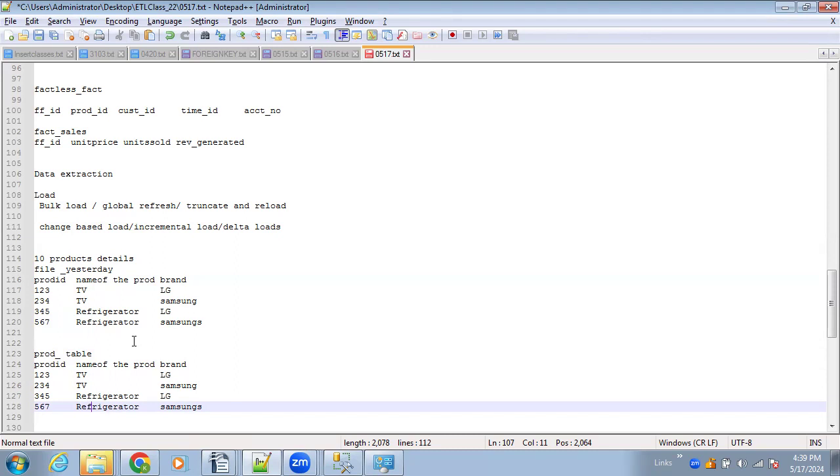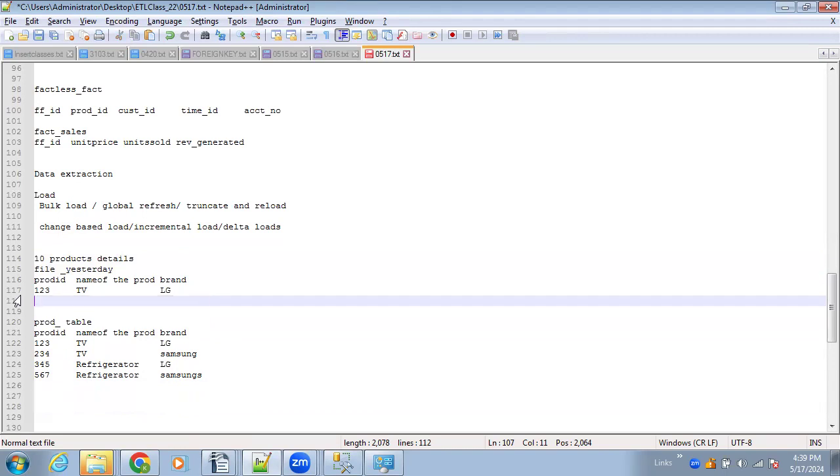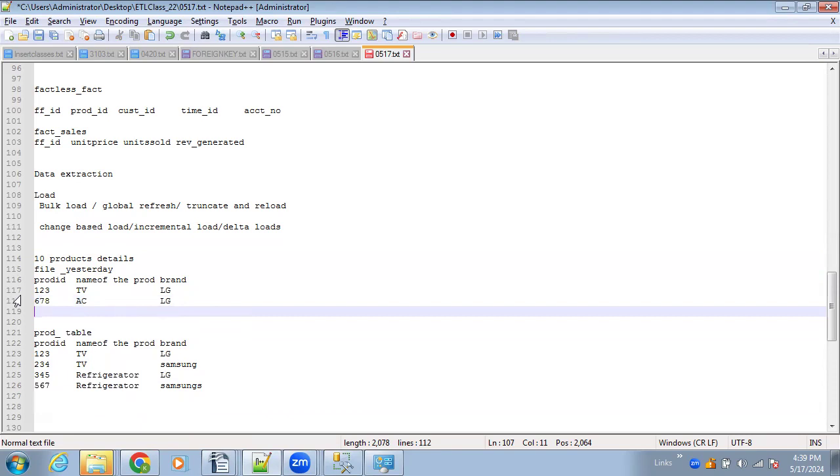I'm just trying to tell you the difference between bulk load and the others. Tomorrow, every day you will receive a file. Tomorrow you received another file with the details, product ID 1, 2, 3, but you received something other than what was there, 6, 7, 8. 1, 2, 3 TV. ACs, name of the product is AC, you received. And you received LG. Say, and then 8, 9, 1, maybe geyser.